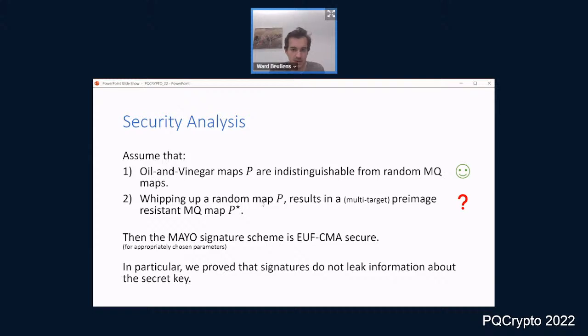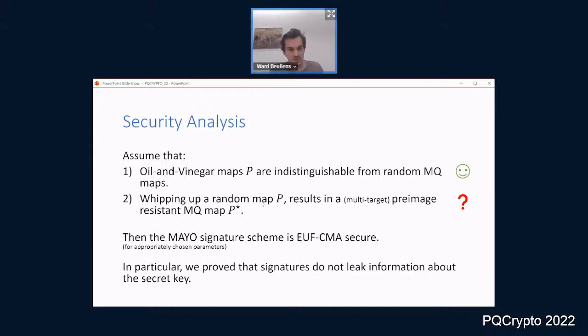And then the second assumption that you need is that this whipping of this map P is secure. Like if you start from a random map P and you make it into a bigger map P star, we're assuming that this P star is still pre-image resistant, or actually multi-target pre-image resistant. So this is very ad hoc. This is an assumption that requires more cryptanalysis, I think. So I hope more people try to break this assumption or prove that it's secure, but I think that's going to be difficult.